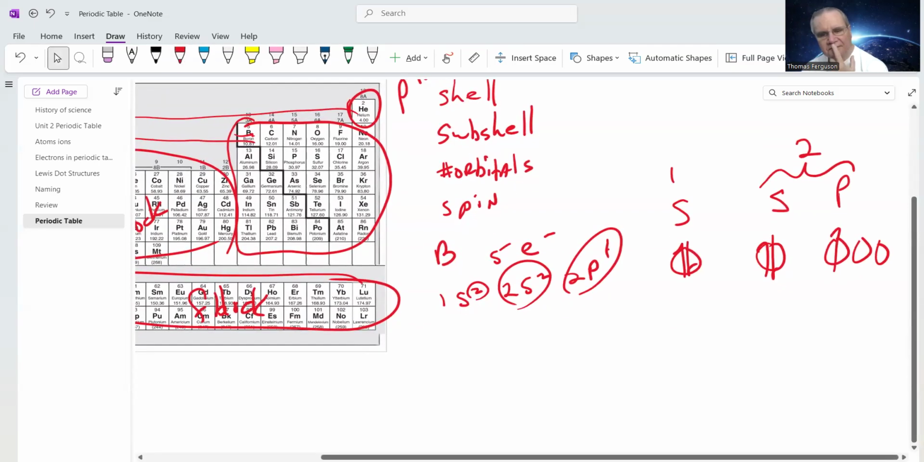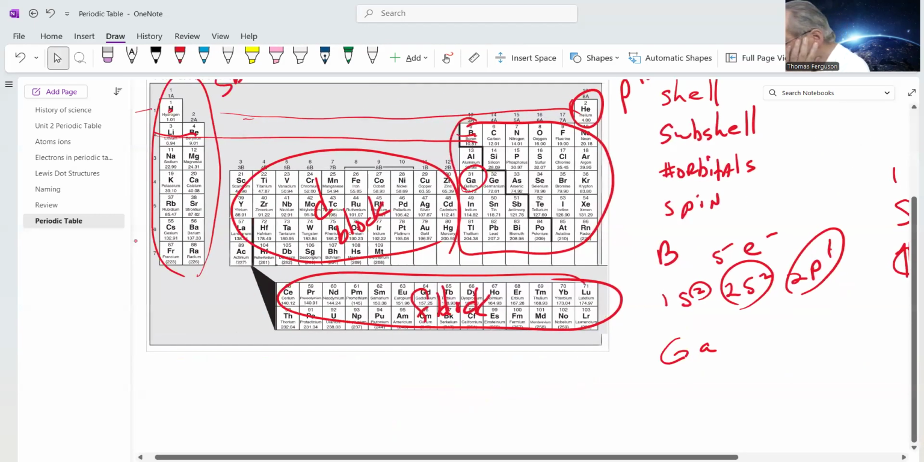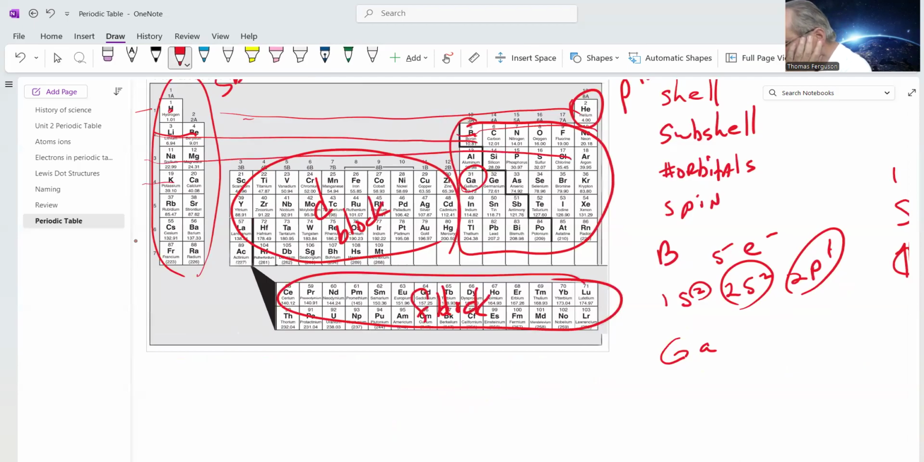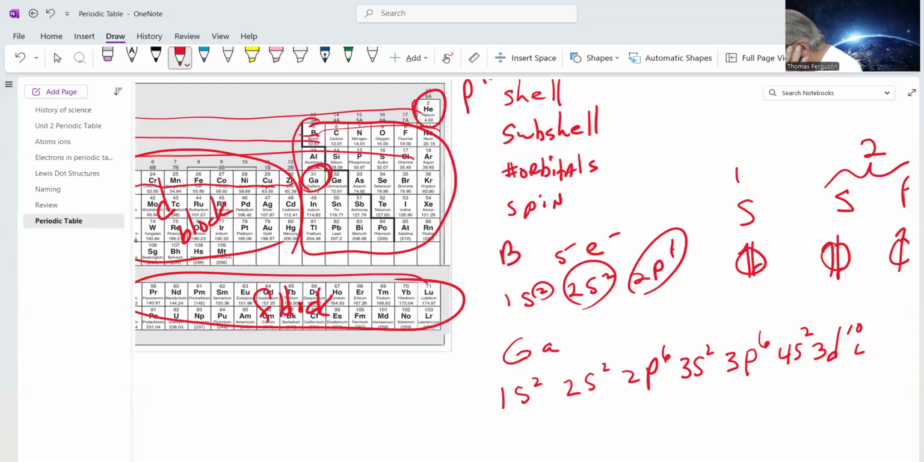Let's look at gallium. To get to gallium now, we're going to be going through the 4s series, and then we're going to drop down to 3d, and then back up to the 4p. That would be for gallium.